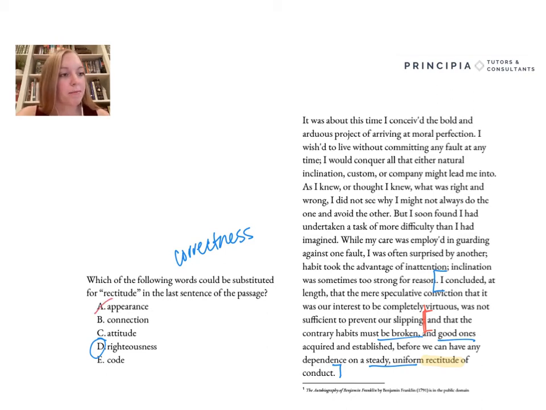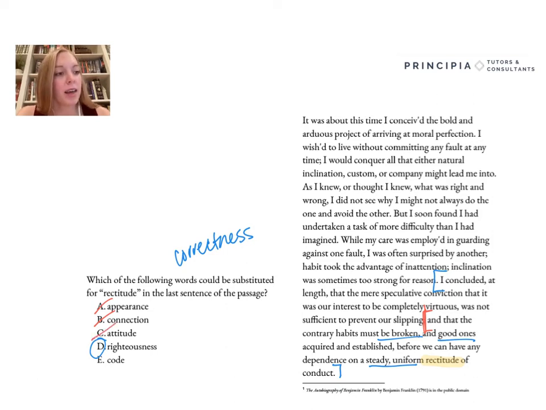All right, let's try B, connection. "And that the contrary habits must be broken and good ones acquired and established before we can have any dependence on a steady, uniform connection of conduct." That doesn't really make sense. C, attitude. "And that the contrary habits must be broken and good ones acquired and established before we can have any dependence on a steady, uniform attitude of conduct." Well, we're not really talking about attitude here.